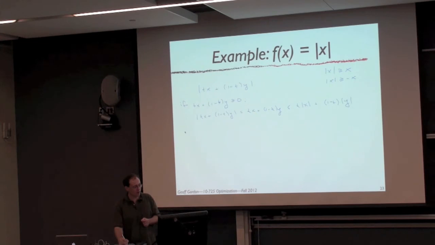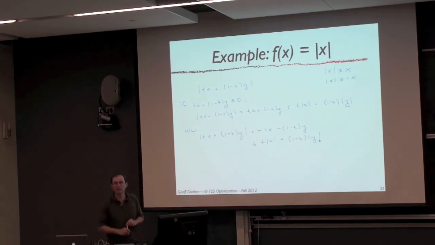And then otherwise, if this is smaller than 0, then the absolute value of tx plus (1 minus t)y is equal to minus tx minus (1 minus t)y. And here now, using the negative x and the negative y, this is going to be less than or equal to t times the absolute value of x plus (1 minus t) times the absolute value of y. So this is a nice, simple example of how you would prove that a function is convex.